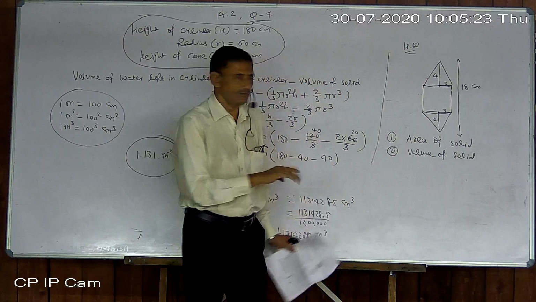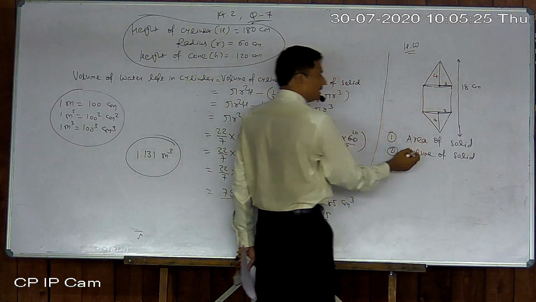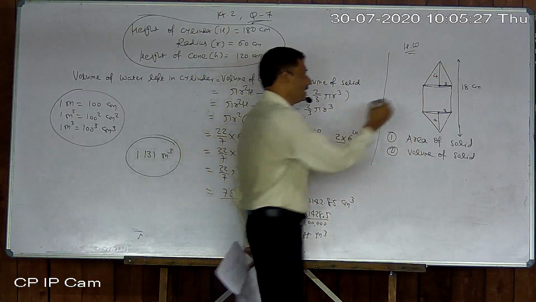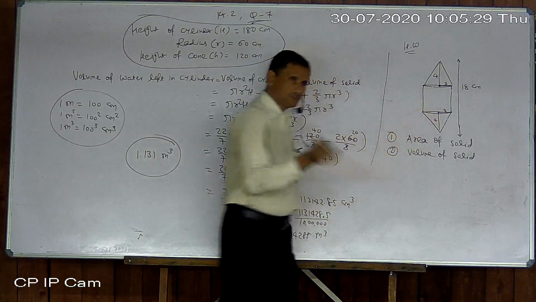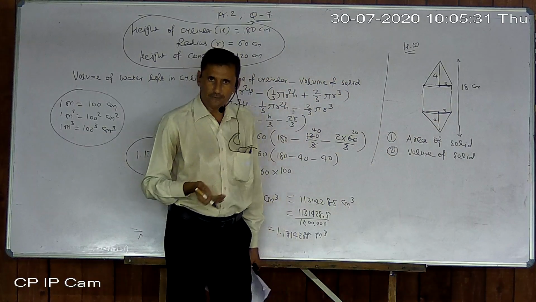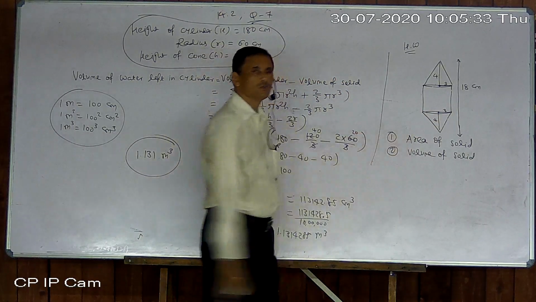Totally two sums I have given. L is required for area, so you have to find that first of all, and the height of the cylinder is not given, so first of all find the height, then the slant height of the cone, and try to go. Okay.